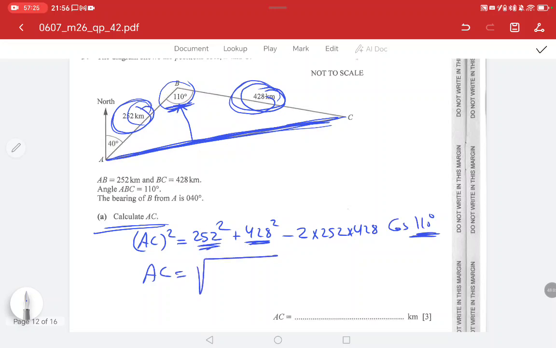The second thing to take care about: the calculator will give you the answer of this one, which is AC squared. Don't forget to take the square root. Take the square root of the answer. Okay, I'm going to calculate it.